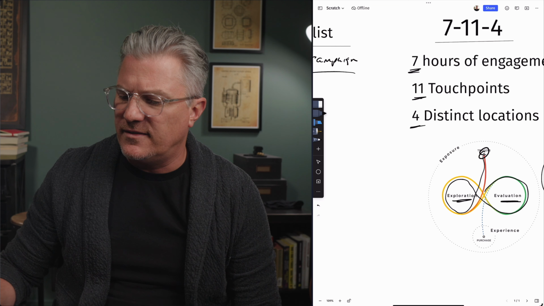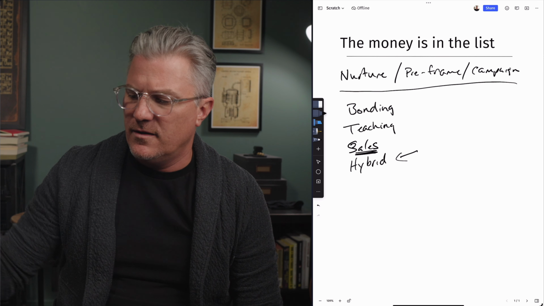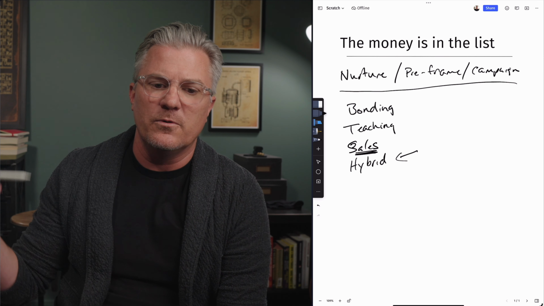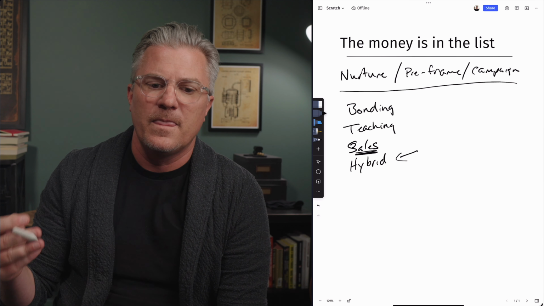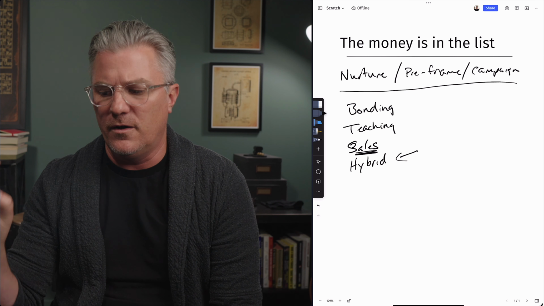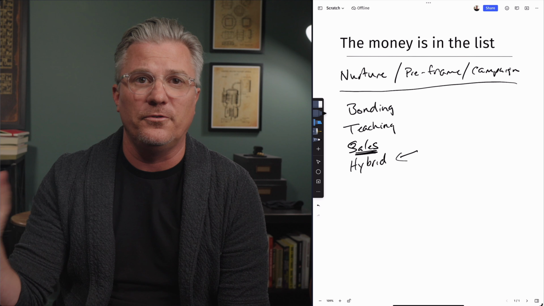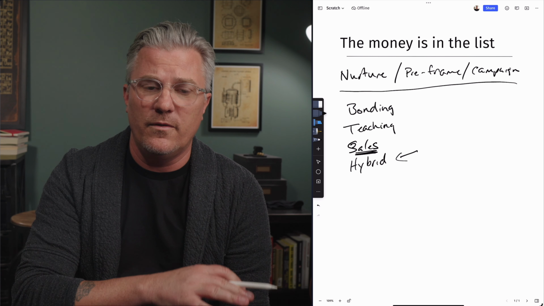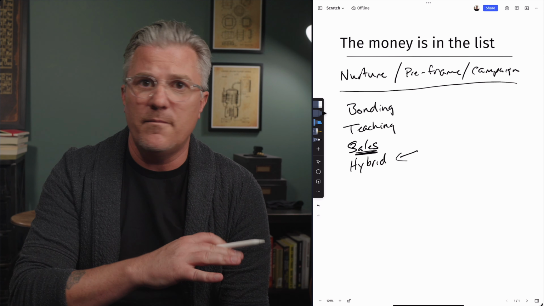So again, just going back over this, we've got the 7-11-4 rule. Remember how people buy today. And then remember, we've got several different kinds: welcome sequences, nurture sequences, pre-framing, and campaigns. And then we've got the 4 different types of emails: bonding, teaching, sales, and hybrid. Okay. And if you'll follow this process, you can email every single week.